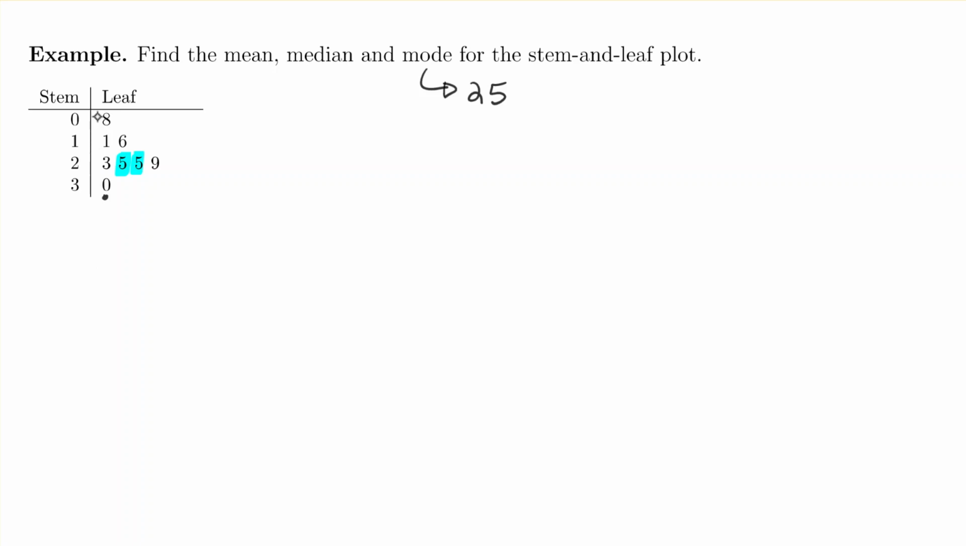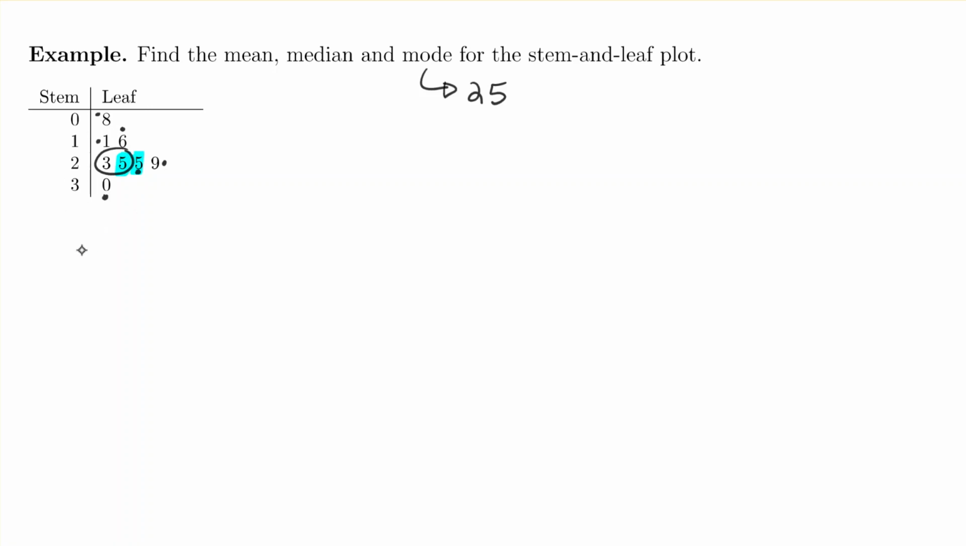So highest 30, lowest is 8. Get rid of those. Next highest is 29. Next lowest is 11. Get rid of that. Next highest of 25, next lowest of 16. And we see there's two left over in the middle.